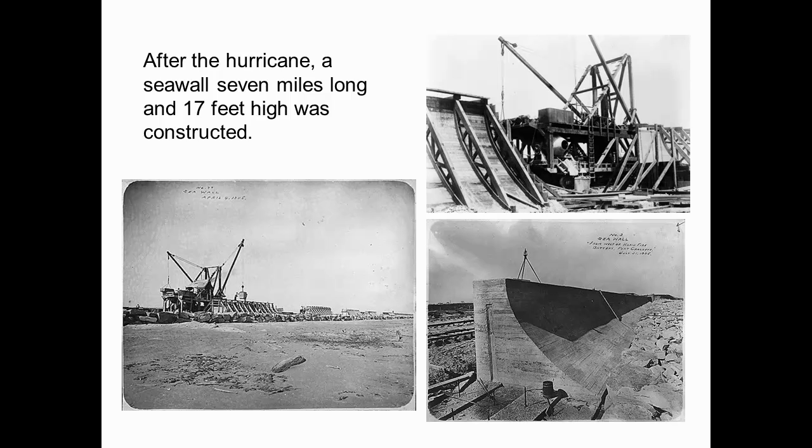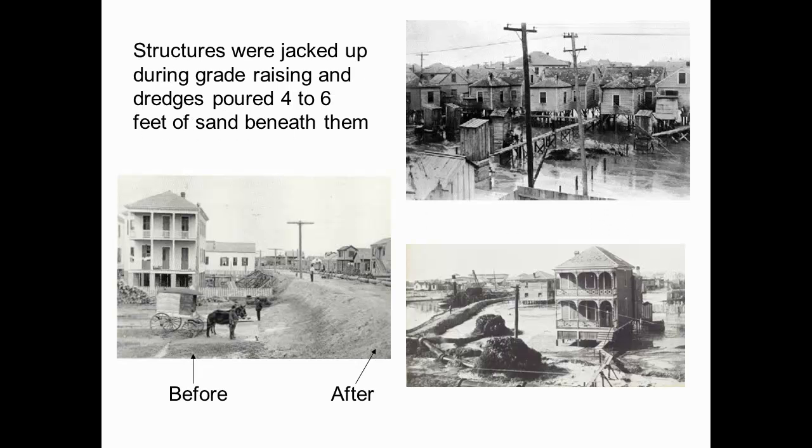Now, after the hurricane, beginning in about 1905, a seawall 7 miles long and 17 miles high was constructed. Structures were also jacked up during grade raising, and dredges poured anywhere from 4 to 6 feet of sand beneath the jacked up structures, literally raising the island in the process. You can see the before and after pictures in that lower left-hand photograph.